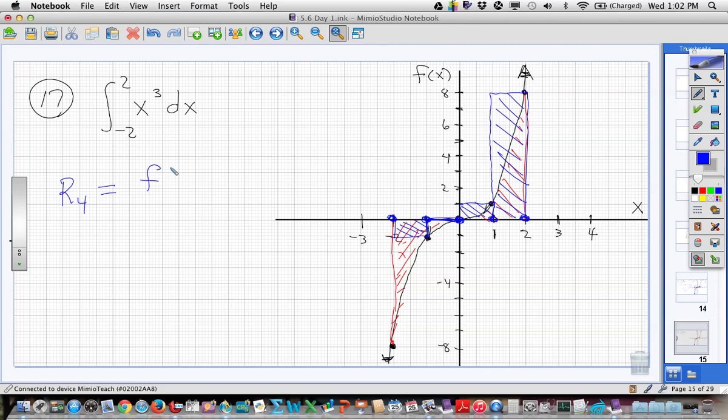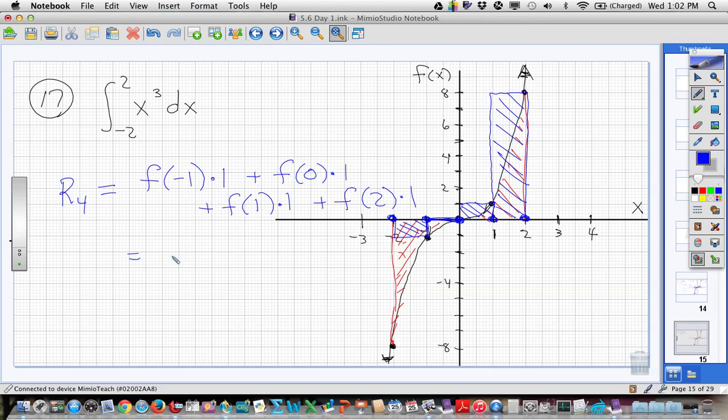F of -1 times 1 plus f of 0 times 1 plus f of 1 times 1 plus f of 2 times 1. Now you notice the difference between the left and the right. On the left one, we started at our left edge of -2 and we stopped short of the right edge. And on a right rectangle, we skip the left edge and we go all the way to the right. But the idea is we got 4 rectangles there.